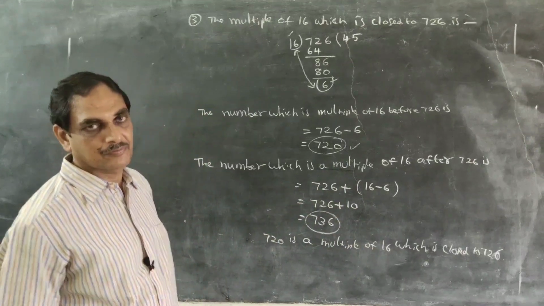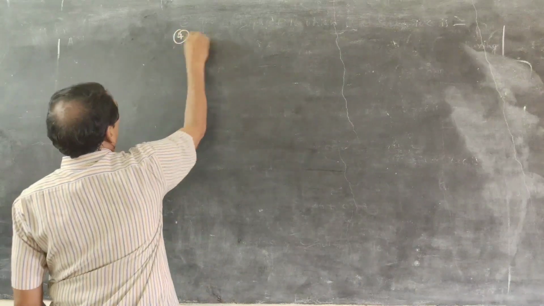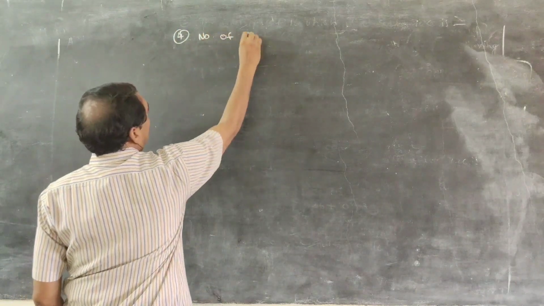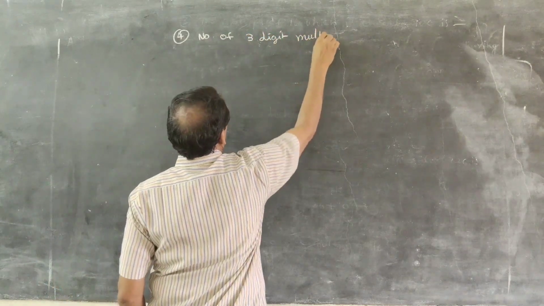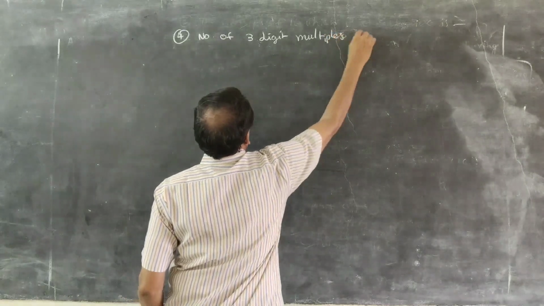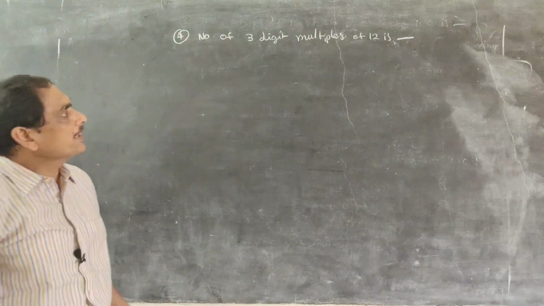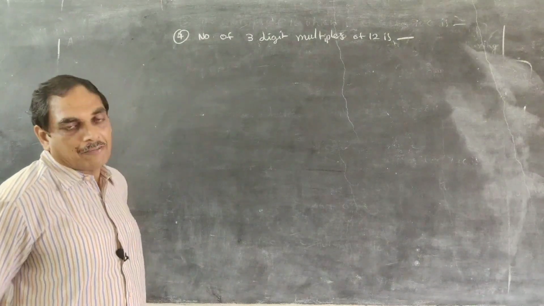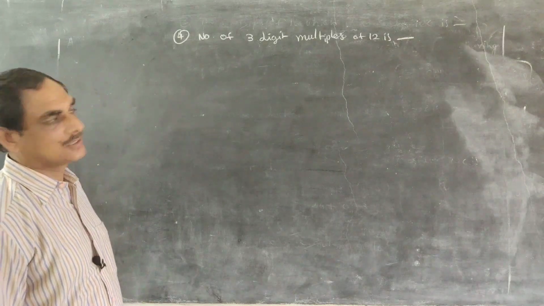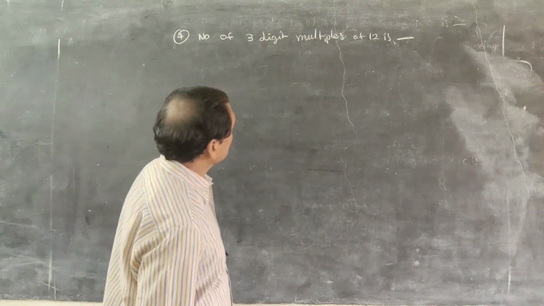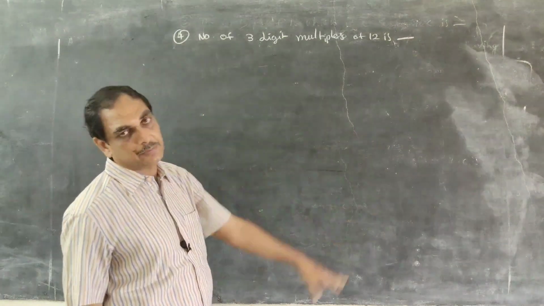Next problem, fourth: the number of 3-digit multiples of 12 is dash. So how many 3-digit multiples of 12 are there in our number system? To find the number of 3-digit multiples, first we find the smallest 3-digit multiple of 12 and the greatest 3-digit multiple of 12.